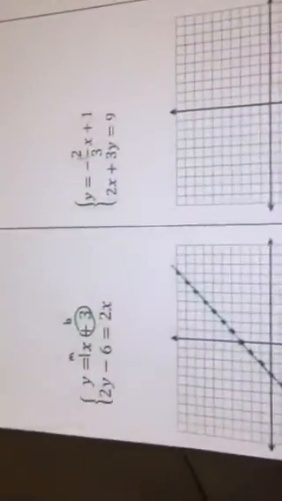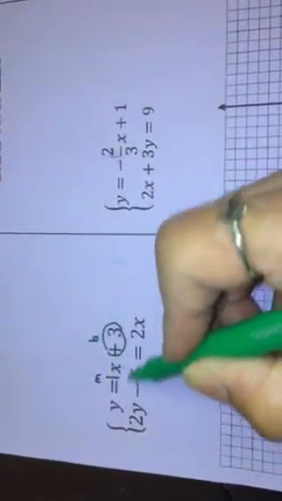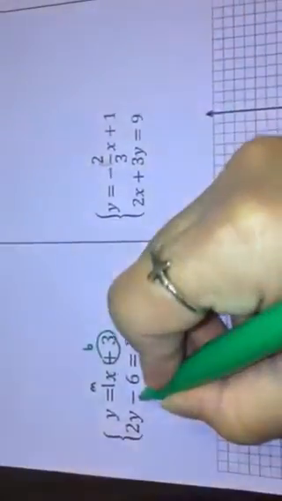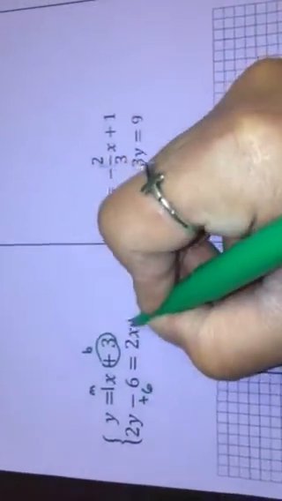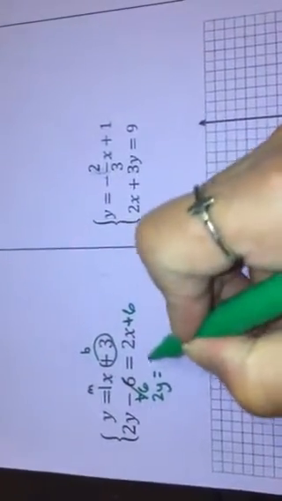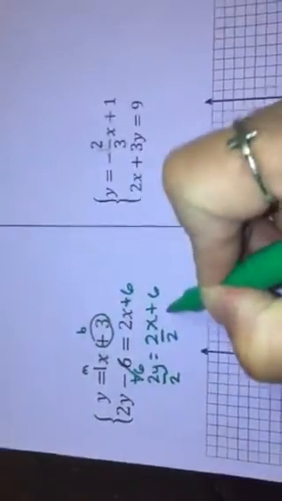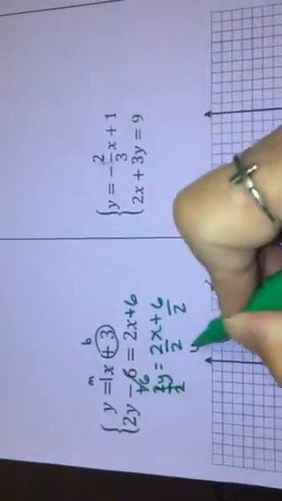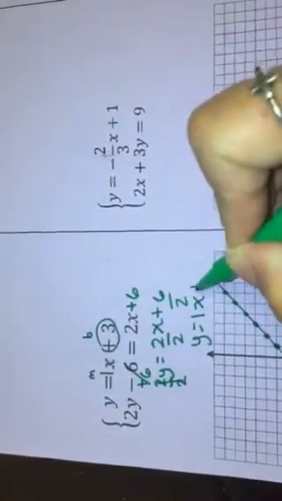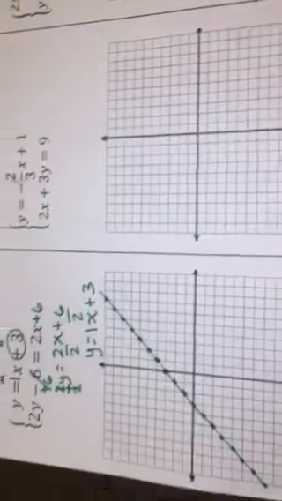The second line is not in y equals. And the only reason why it's not in y equals is because of this minus 6 and because of this 2 multiplying my y. So the first thing you want to do is move over the 6. You want y alone, so move over that one. You're going to be left with 2y equals 2x plus 6, and divide everybody by 2. So y equals 2 divided by 2 is just 1x. 6 divided by 2 is 3. So now I got my other equation in y equals, so I can graph it as well.